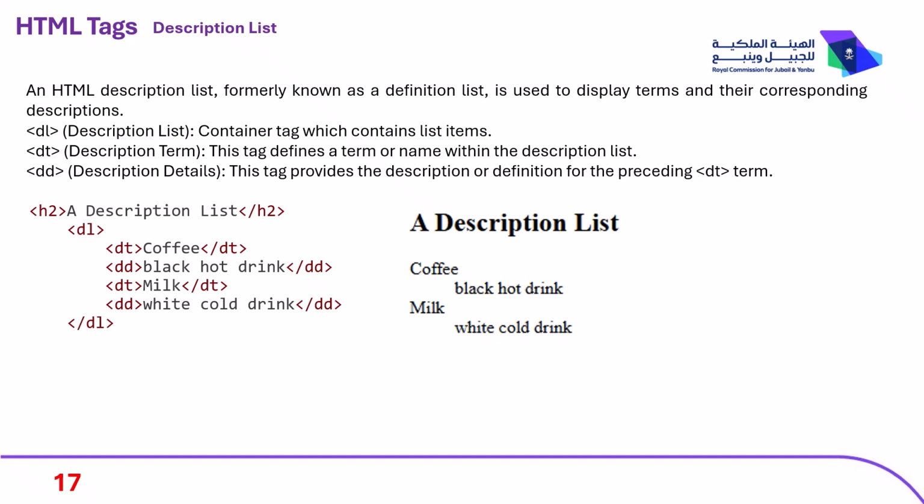DL, description list container tag, which contains list items. DT, description term. This tag defines a term or name within the description list. DD, description details. This tag provides a description or definition for the preceding DT term.